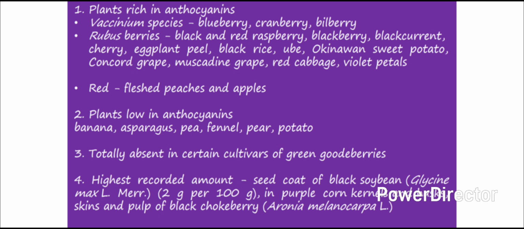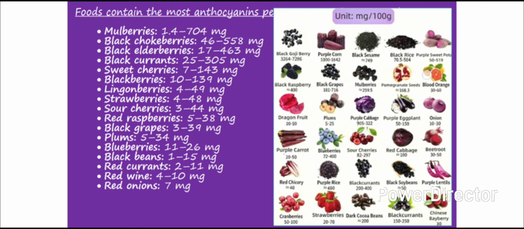Anthocyanins are less abundant in banana, asparagus, pea, fennel, pear, and potato, and may be totally absent in certain cultivars of green gooseberries. The highest recorded amount appears to be in the seed coat of black soya bean, containing approximately 2 gram per 100 gram, in purple corn kernels and husks, and in the skins and pulp of blackberry. These are some of the foods containing the most anthocyanins per 100 gram.